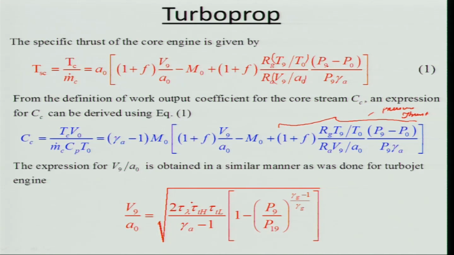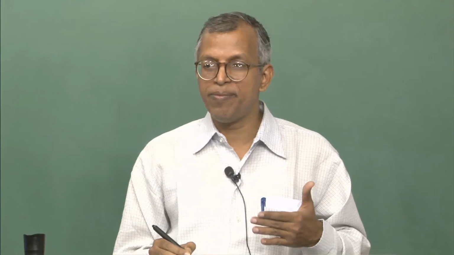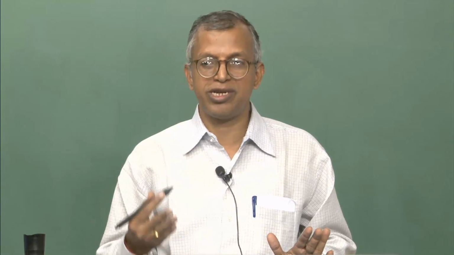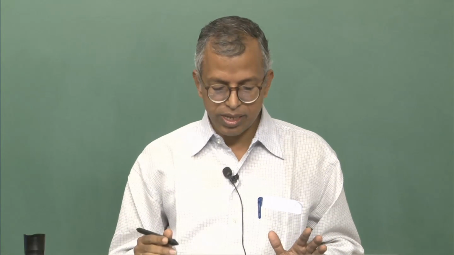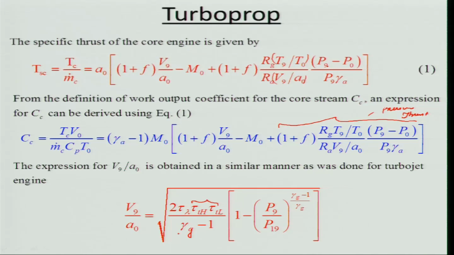The expression for V9 by a naught will be similar, but the terms we have separated as tau Th and tau Tl, instead of that we generally use tau T. We never really separate this high pressure and low pressure turbine temperature ratio. That is the only difference, the rest of the things are fine, and this will be V9 by a naught minus 1.